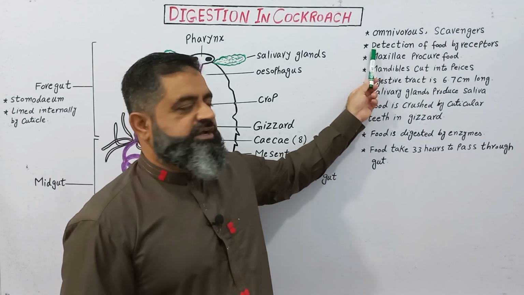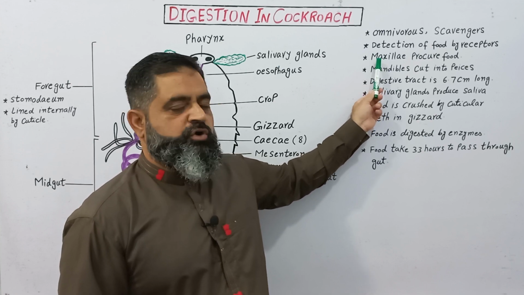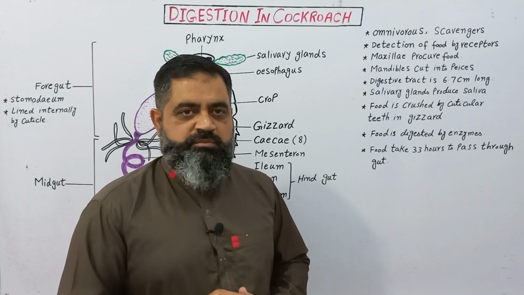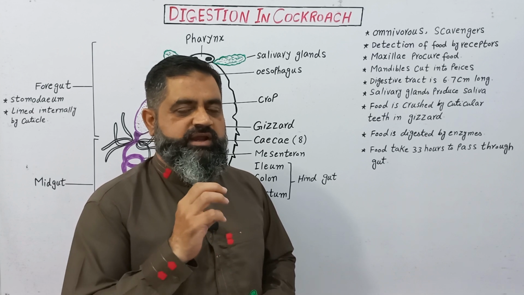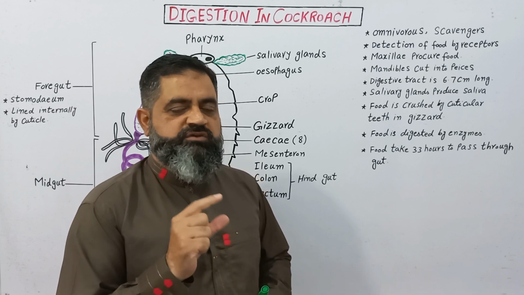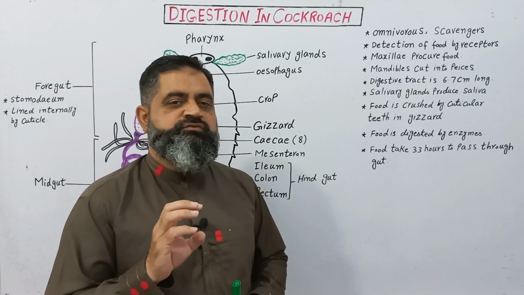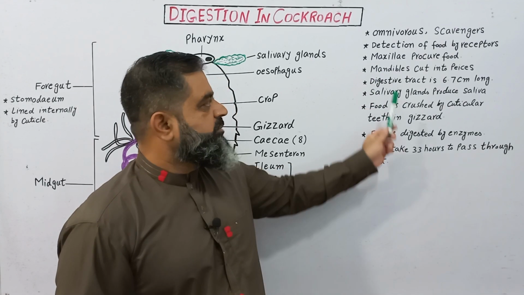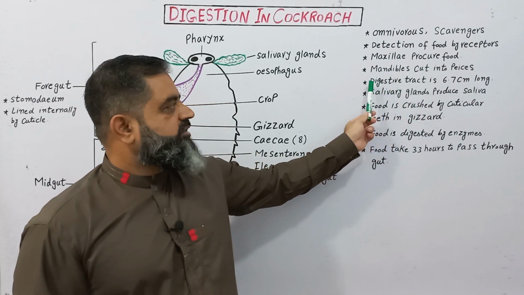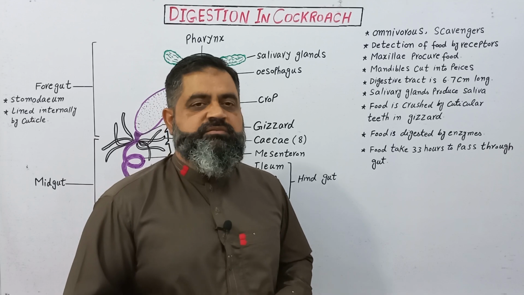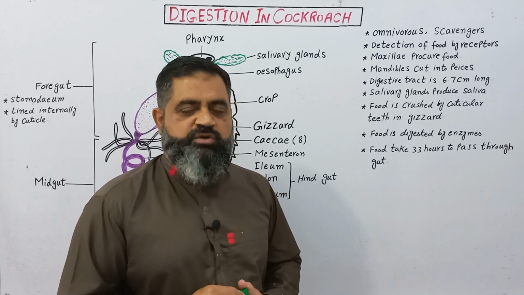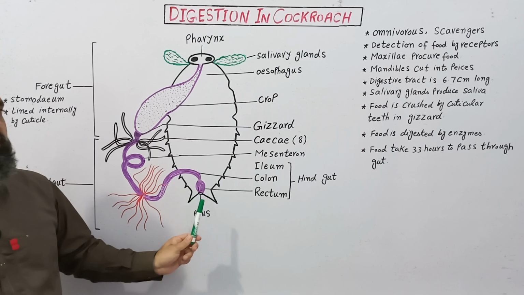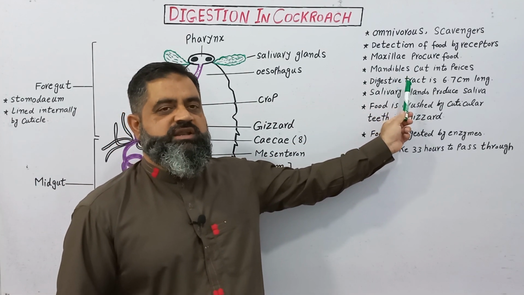After detection of the food by receptors, food is procured by maxillae. Maxillae are small structures which are present near the mouth, which help to procure the food. If the food is in large particles, it is broken down into smaller pieces with the help of mandibles and also with the help of forelegs. The mandibles cut food into smaller pieces. After that, food enters into the digestive system, which is the oral cavity, where saliva from salivary gland lubricates the food. The total length of the digestive system, foregut, midgut and hindgut, is approximately 6.7 centimeters.